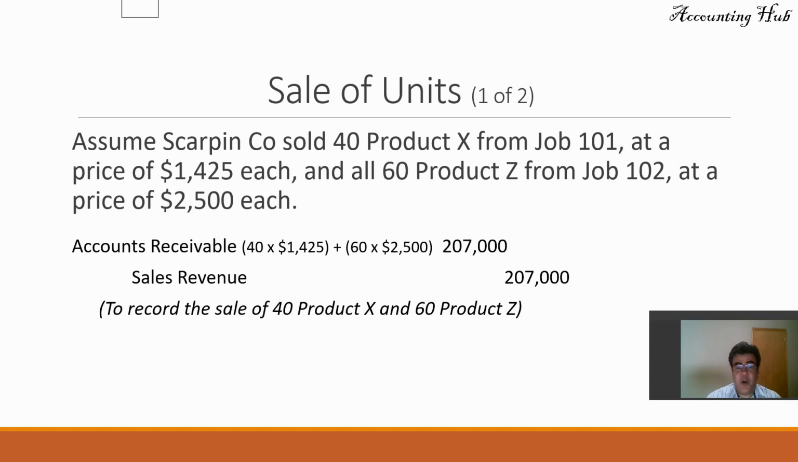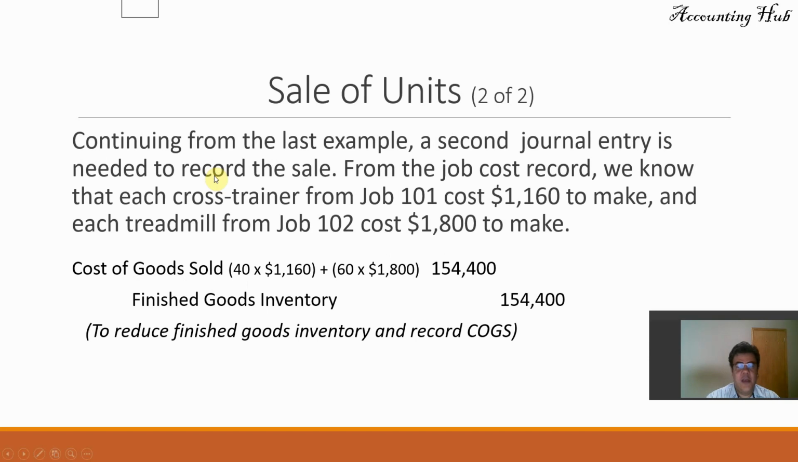Debit accounts receivable or cash, credit sales revenue, and then finally we have the cost of goods sold. So cost of goods sold, then finished goods inventory. Exactly the same here, the sales, exactly the same as a merchandising company.